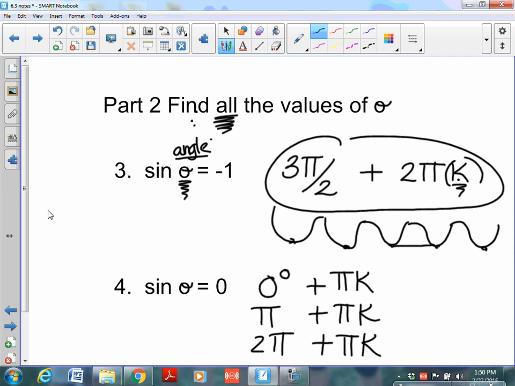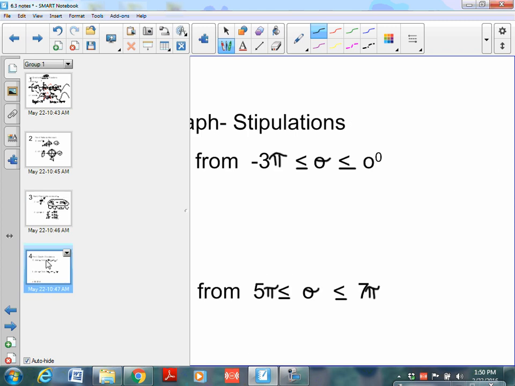You understand? If they want all the values on the test, make sure you add pi k to it, or 2 pi k to it. You can use x, you don't have to use k. And you can use any one of these depending on where your eye ventures to first. Got it? Okay, next part. I think we only got one more part.